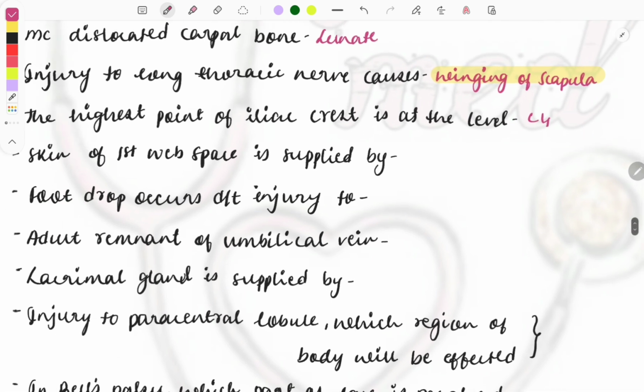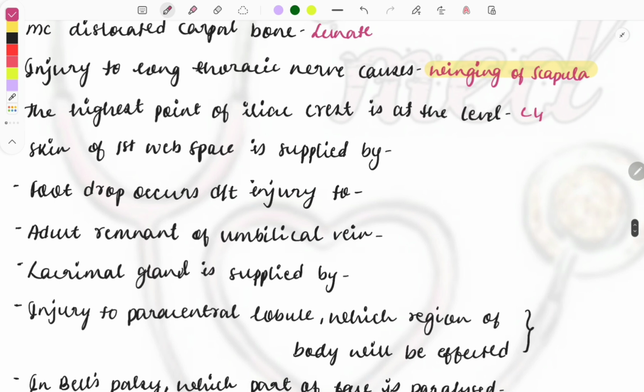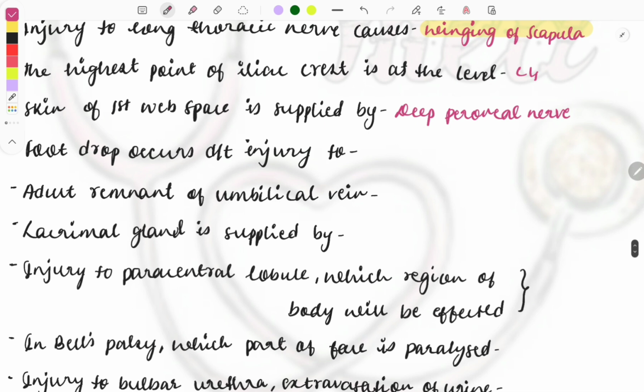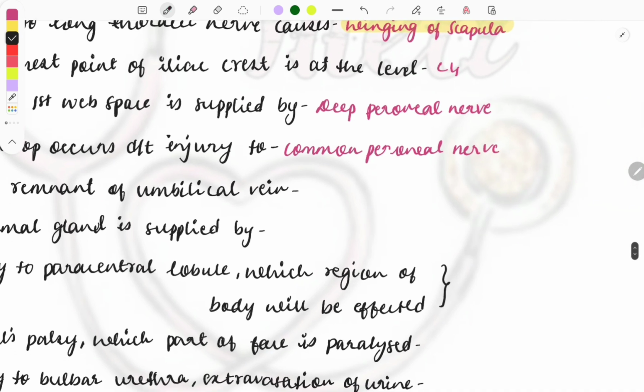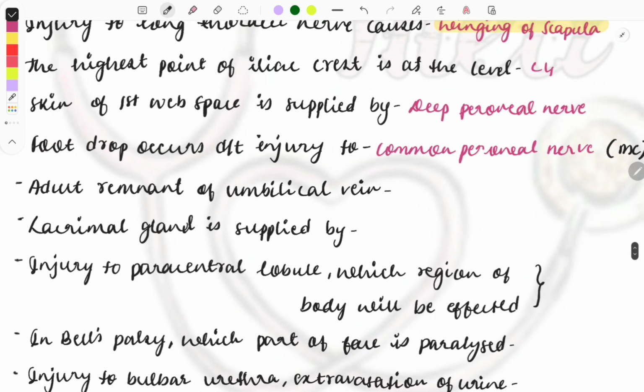Then, skin of the first web space is supplied by which nerve? It is the deep peroneal nerve which supplies this area. Then moving on to foot drop: it occurs due to injury to which nerve? Foot drop occurs if there is injury to the common peroneal nerve. Another important thing to remember about the common peroneal nerve is that it is the most common nerve to be injured in the leg.